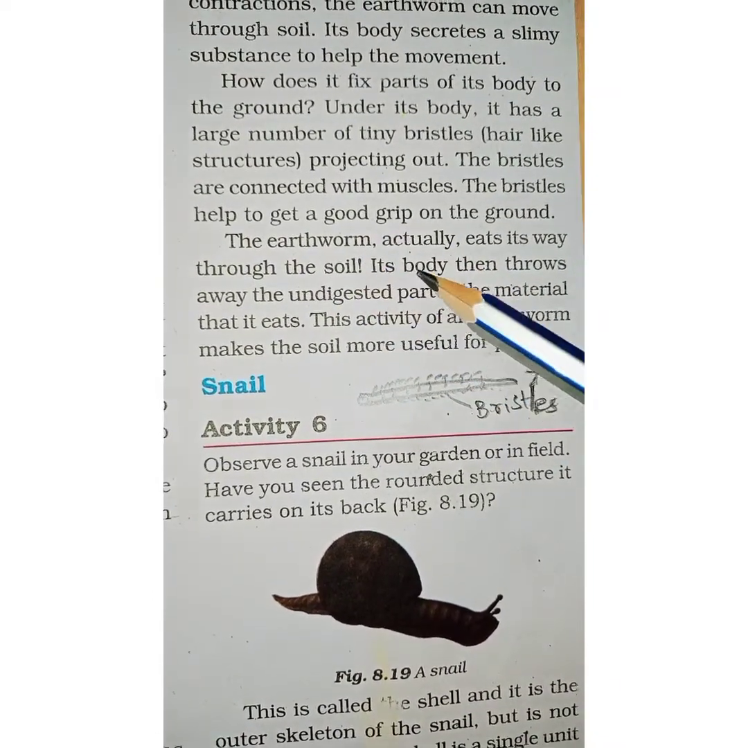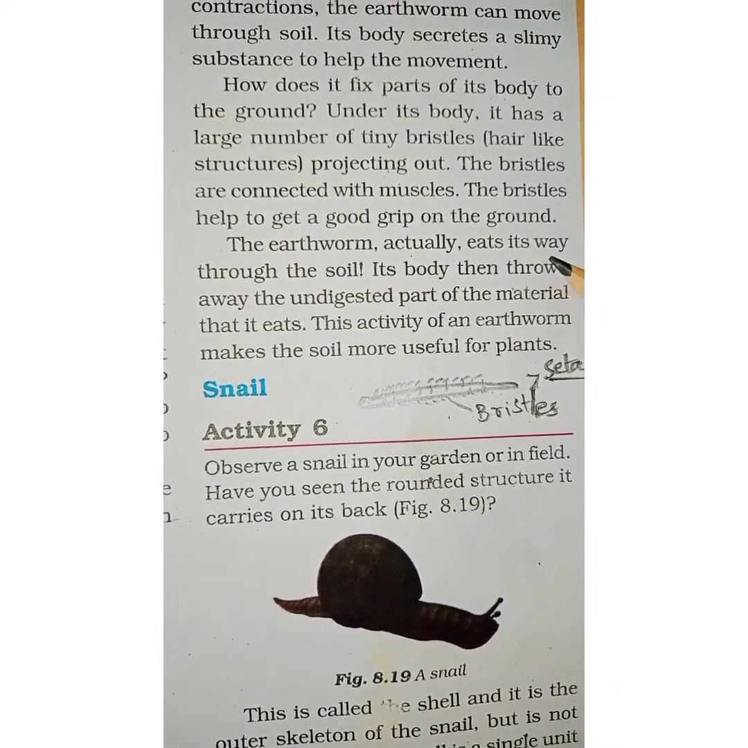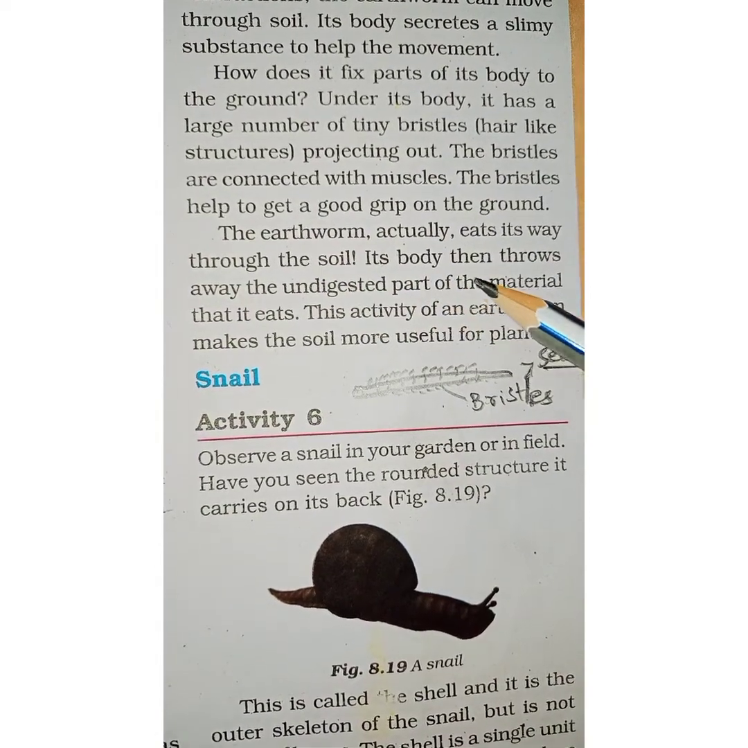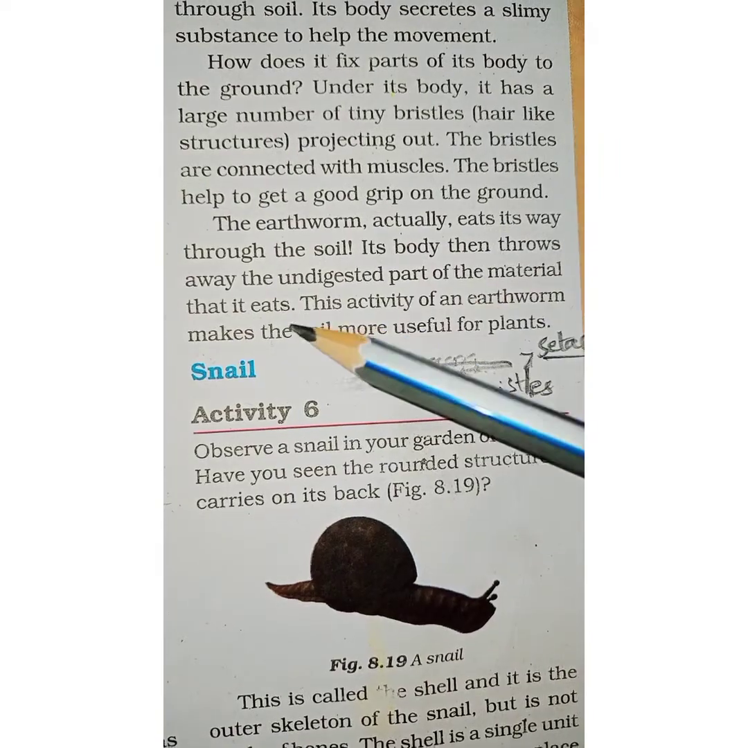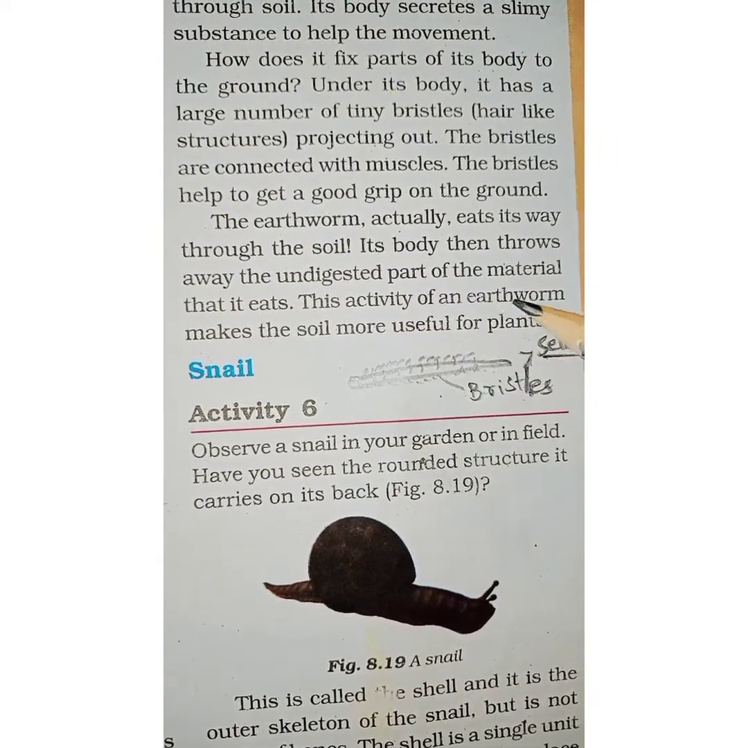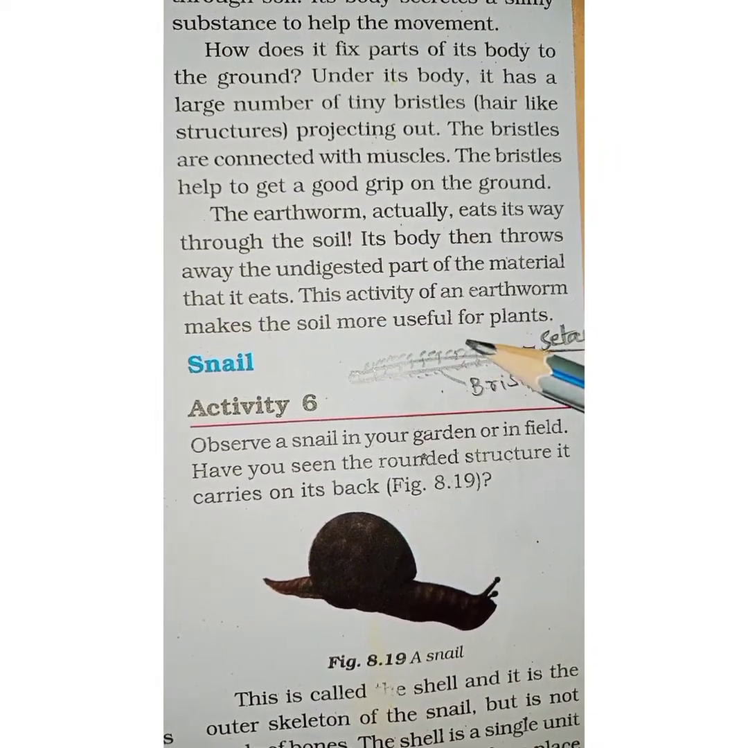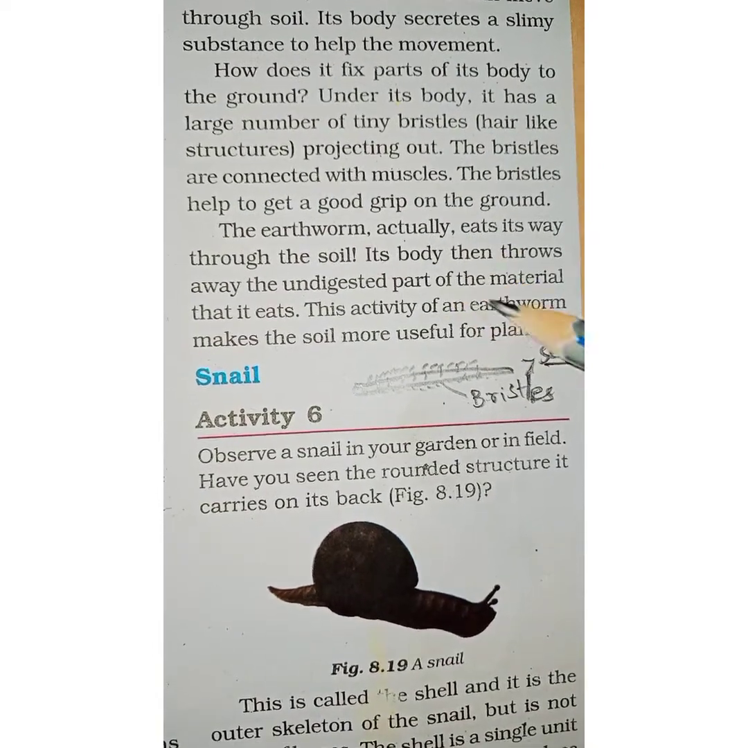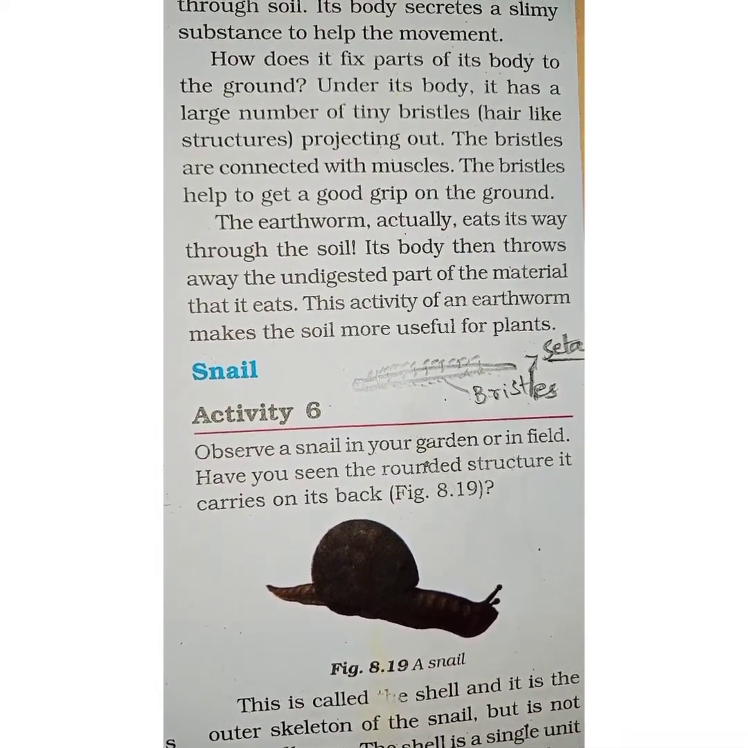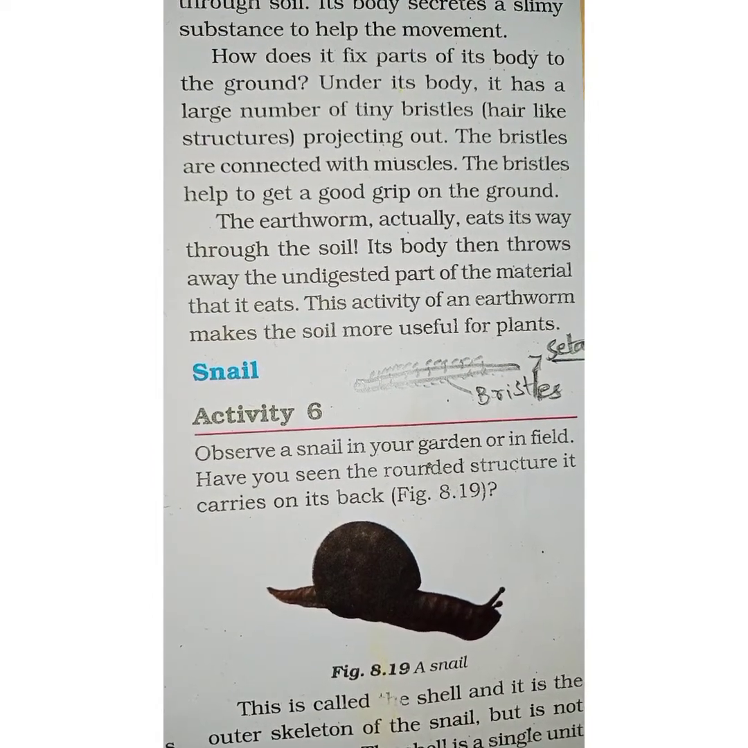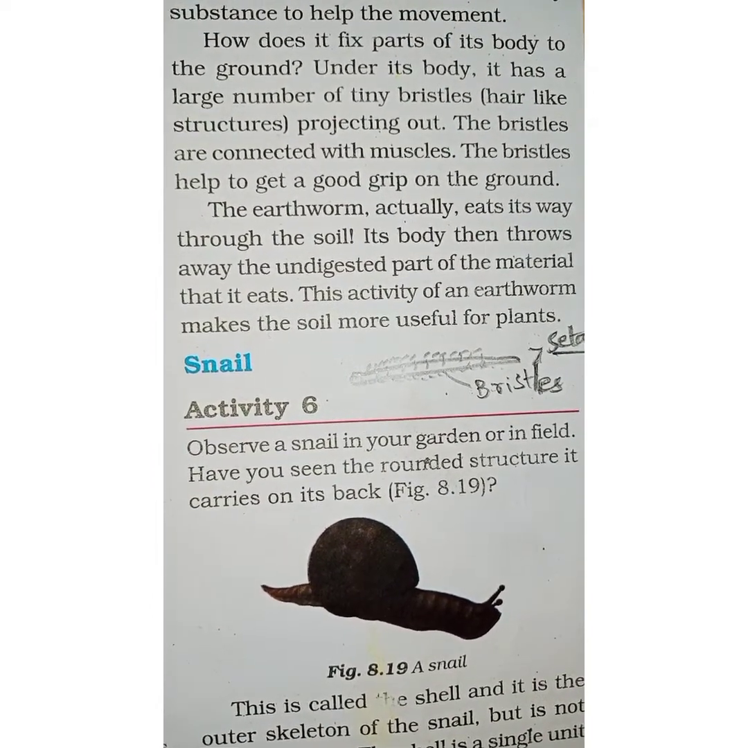The next is that the earthworm actually eats its way through the soil. Its body then throws away the undigested part of the material that it eats. This activity of an earthworm makes the soil more useful for the plant. So the earthworm eats away whatever comes in the soil wherever it lives in the soil.